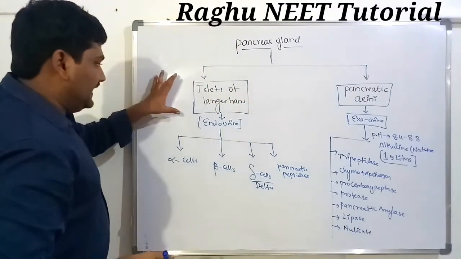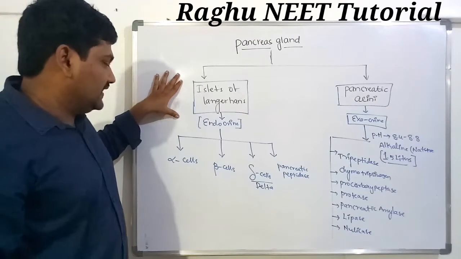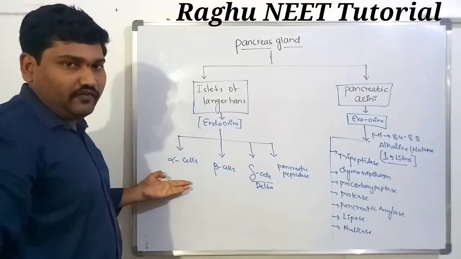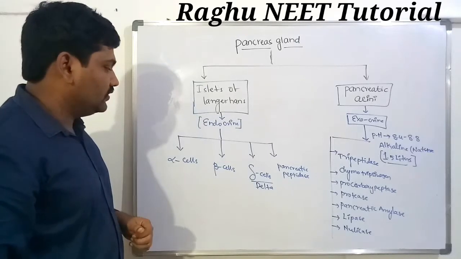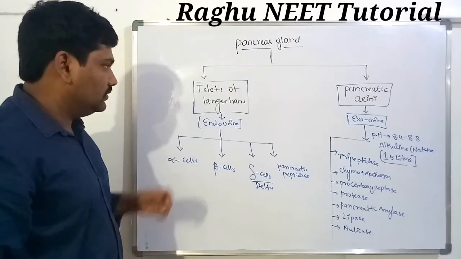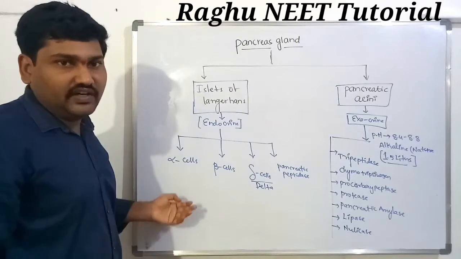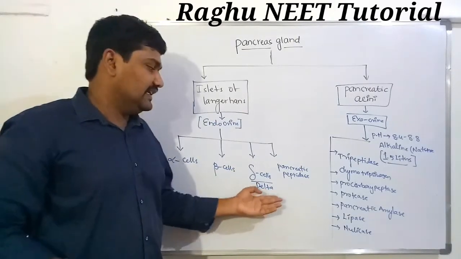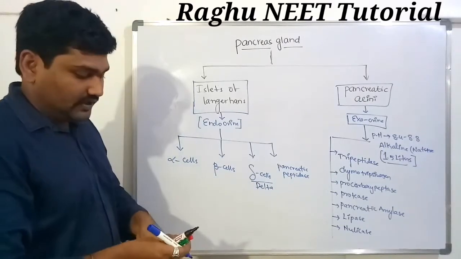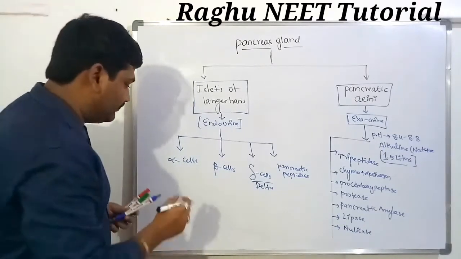First one, the islets of Langerhans. These are endocrine secretions. The islets of Langerhans can be classified into 4 different types of cells. First one, alpha cells, beta and delta cells, and pancreatic peptide cells. First one, what is the function of alpha cells?